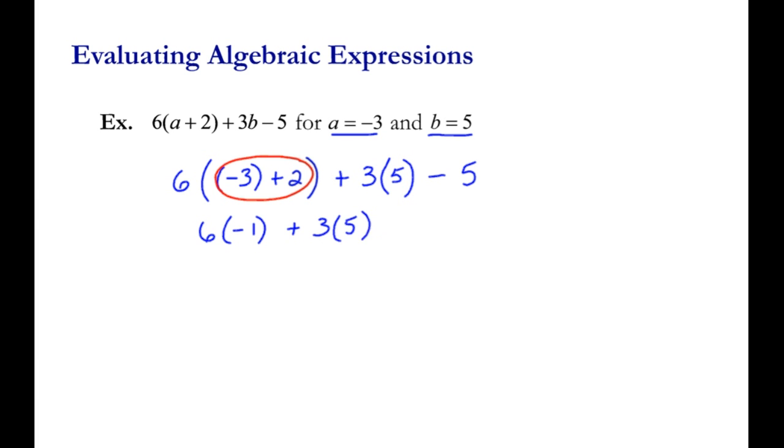Continue to write the rest of the expression. I'm going to perform this one step at a time. There are no powers here, no exponents anywhere, so now I can go to the multiplication step. I've got 6 times -1 and 3 times 5. We can do the multiplication at the same time. And now we have only addition and subtraction, which we perform from left to right. So -6 plus 15 is going to be 9, and then 9 minus 5 is going to be 4. So you'll notice the answer to this is just a number. There's no variables left in this because we substituted numbers in for the variables and then simplified.